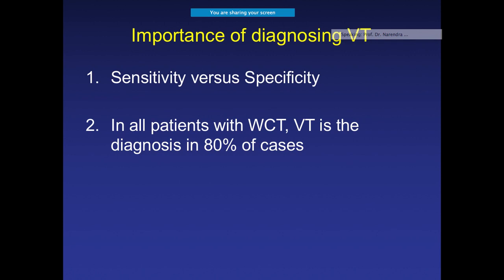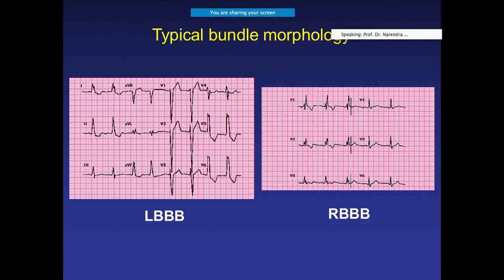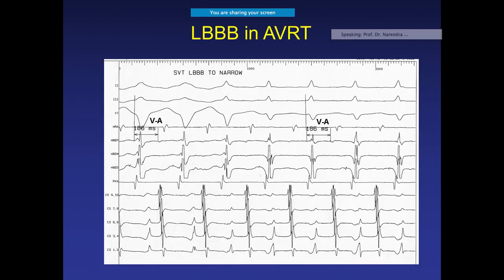As I said, VT is one of the most common, especially if you come across a wide QRS tachycardia. Most of the time you should always think, yes, VT is the reason. But what happens with SVT with aberrancy? How do you see that? Typically, as I said, it is associated with a bundle branch block. The bundle branch block can be left bundle or even right bundle. So you can see it is associated with either the left bundle branch or the right bundle branch. So that's pretty easy, right?